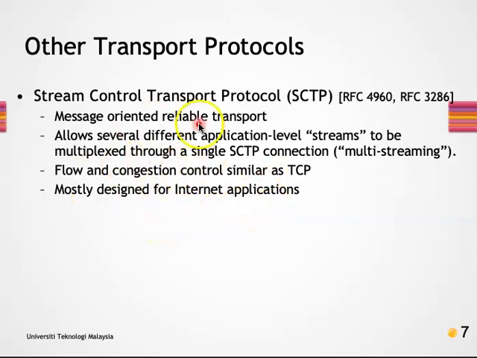SCTP preserves the message boundaries like UDP. However, at the same time, it provides reliable service such as TCP. For example, it can detect lost data, duplicate data, and out of order data. It also has flow and congestion control similar to TCP.